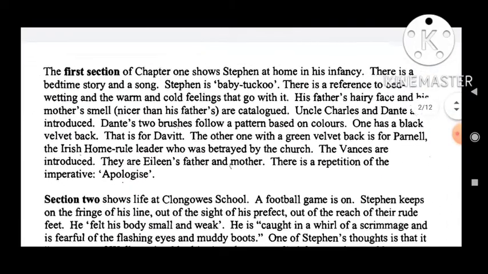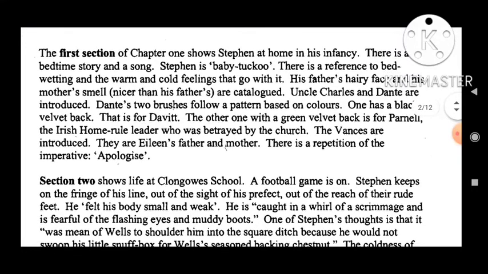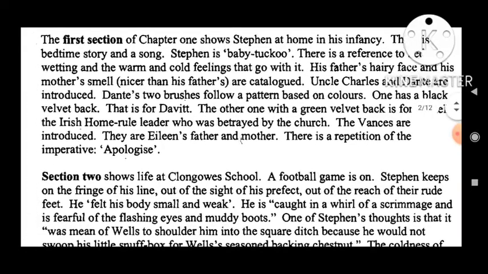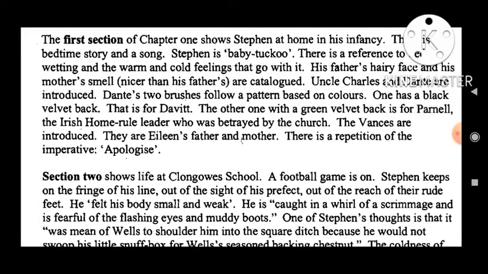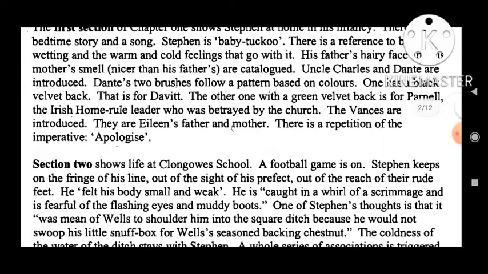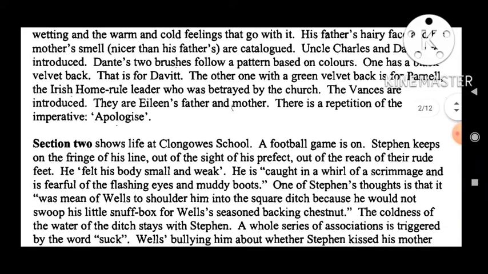The first section of Chapter One shows Stephen at home in his infancy. There is a bedtime story and song. Stephen is baby Tuckoo. There is a reference to bed wetting and the warm and cold feelings that go with it. His father's hairy face and his mother's smell, nicer than his father's, are catalogued. Uncle Charles and Dante are introduced. Dante's two brushes follow a pattern based on colors. One has a black velvet back, that is for Davitt.